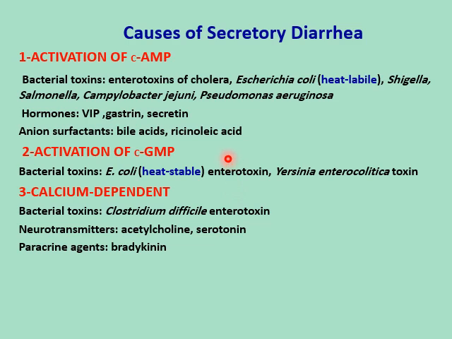Mechanism of secretory diarrhea: there is cyclic AMP activation, cyclic GMP activation, especially in E. coli, or calcium-dependent, as with Clostridium difficile enterotoxin, or acetylcholine and serotonin release as neurotransmitters. Paracrine agents like bradykinin. Here, activation of cyclic AMP by bacteria, especially cholera and Escherichia coli, Shigella, Salmonella, or hormones secreted by neuroblastoma, gastrin and secretin, anionic surfactants, bile salts, and retinoic acid.